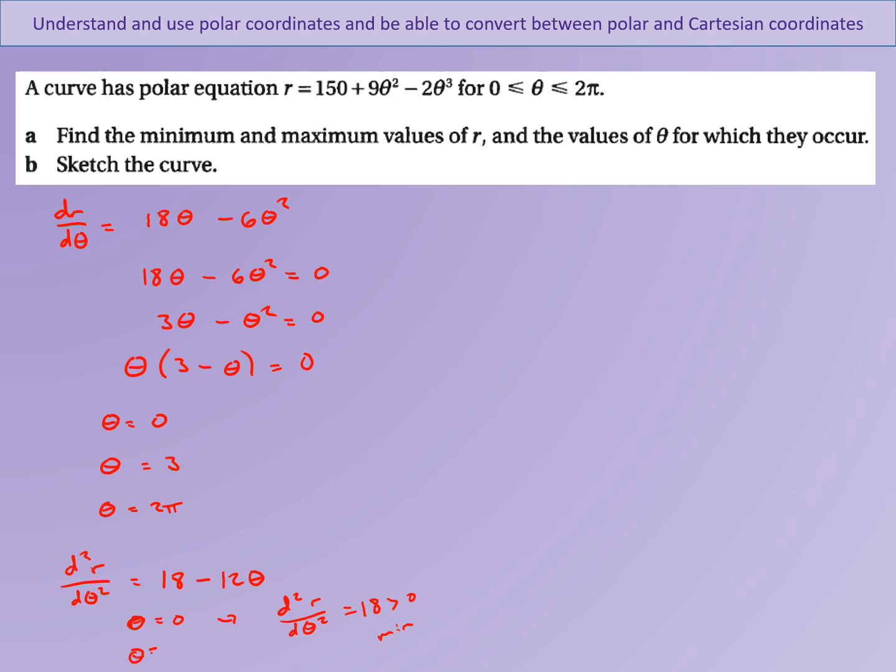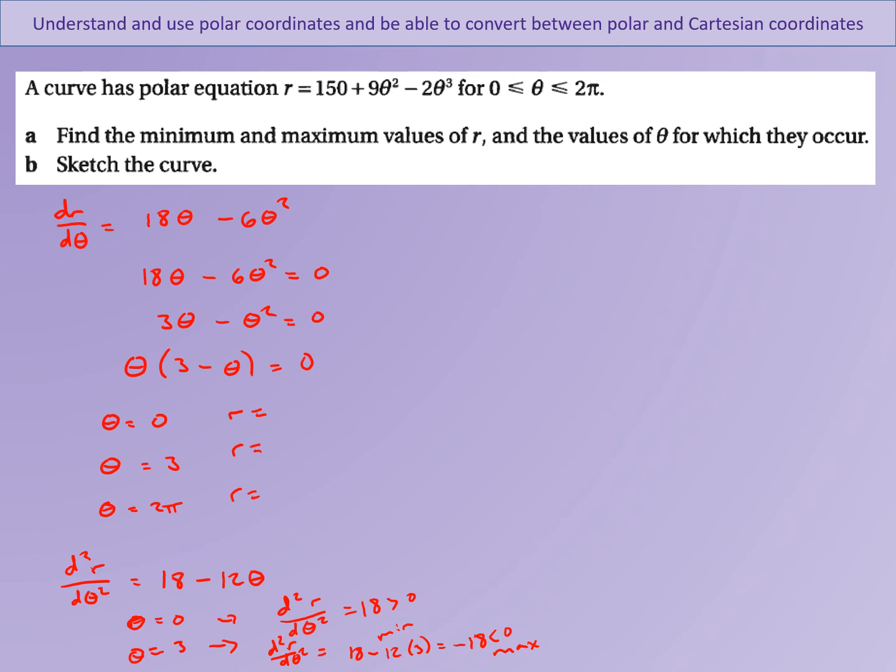At theta equals 3, we get a value of minus 18, which is less than 0. So we also have a maximum point potentially at theta equals 3. However, we're just going to find the r values at each of these 3 points to check whether 2 pi is larger or smaller than either of these.